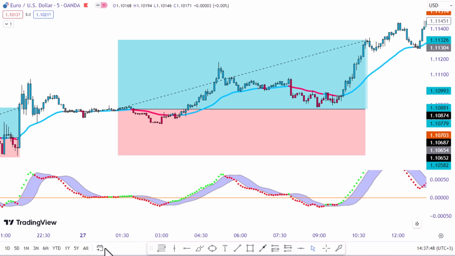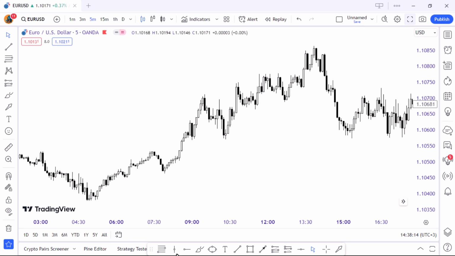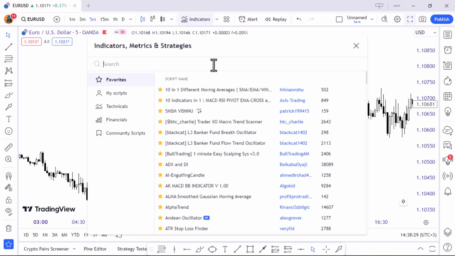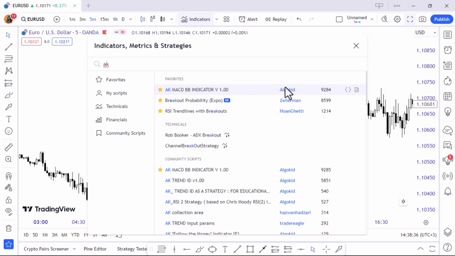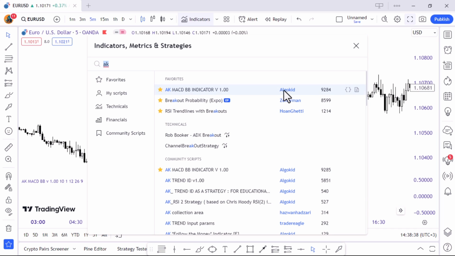Let's first head over to TradingView. I will be showcasing the strategy in the 5-minute time frame, but you can try it on any pair, any time frame as well. Now let's add the indicator to the chart. I will first add the improved MACD indicator. Head over to the indicator search tab and search for the AK MACD indicator. Select the one which is here, and thanks to this scripter, him or her by the way.